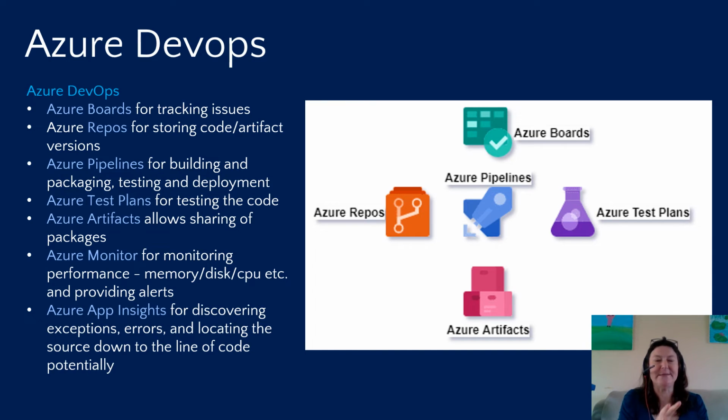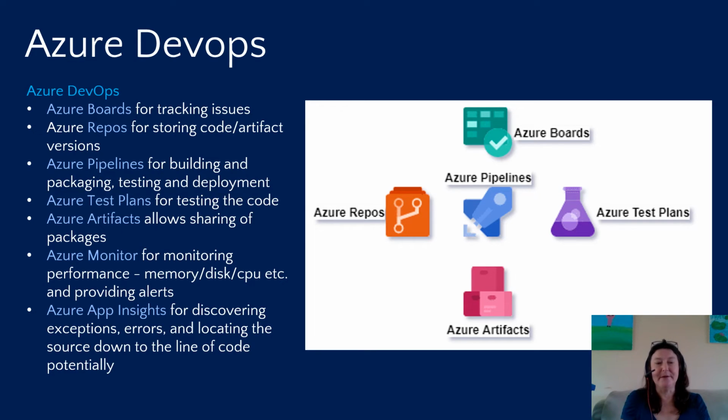Repos are very similar to Git or GitHub. They're used for storing code or artifacts. And you have branches and so on. You have pull requests where when you've made a change to some code, you can check the code in, and a pull request is where somebody else will review that code and make sure it's okay and approve it before it goes into the build.